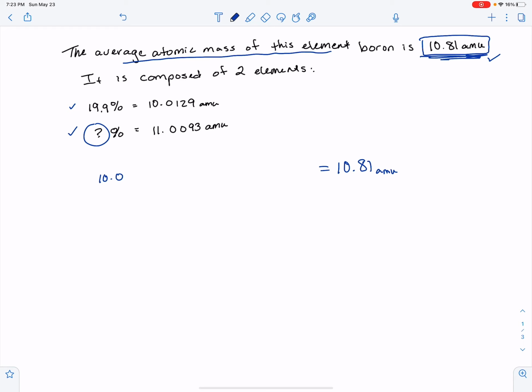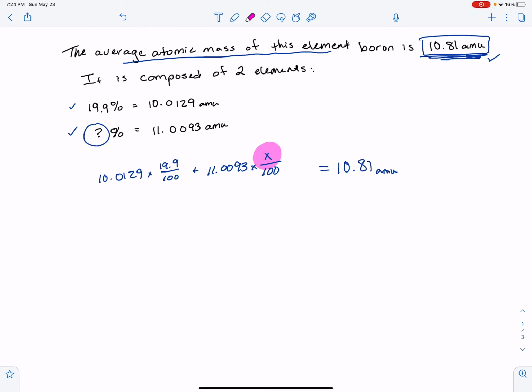So we're going to just set it up. 10.0129 times 19.9 over 100 plus 11.0093 times, and then this is just going to be x over 100. So we want the answer to come out as a percentage. So you've got to get this by itself. So the first thing I might do is try to get it by itself.